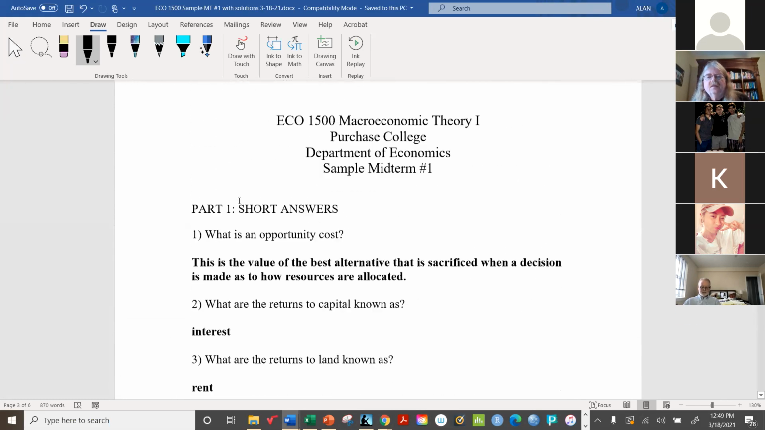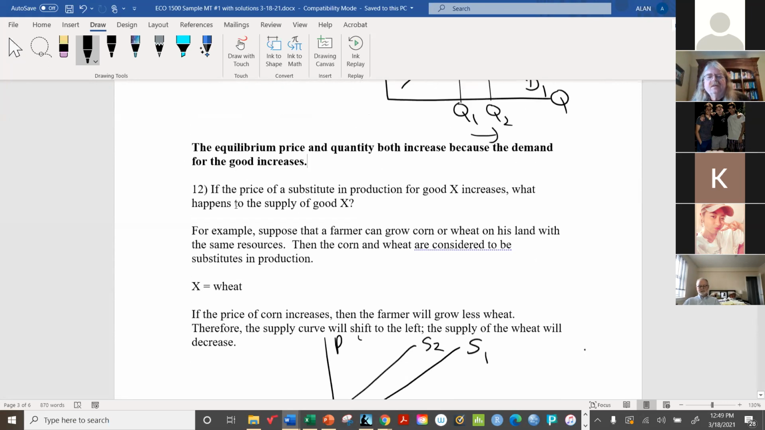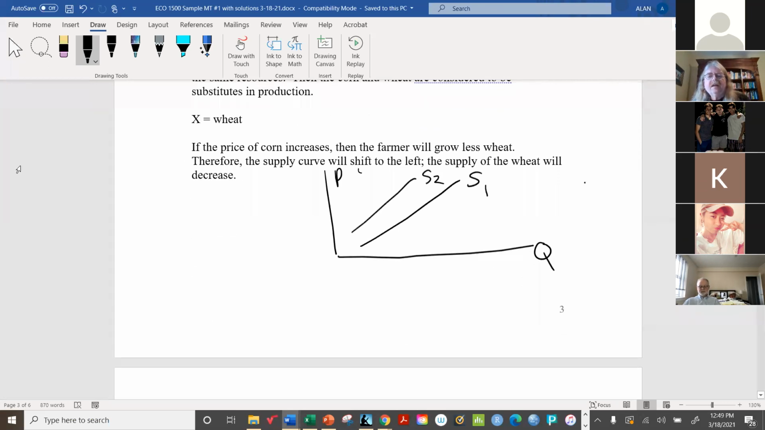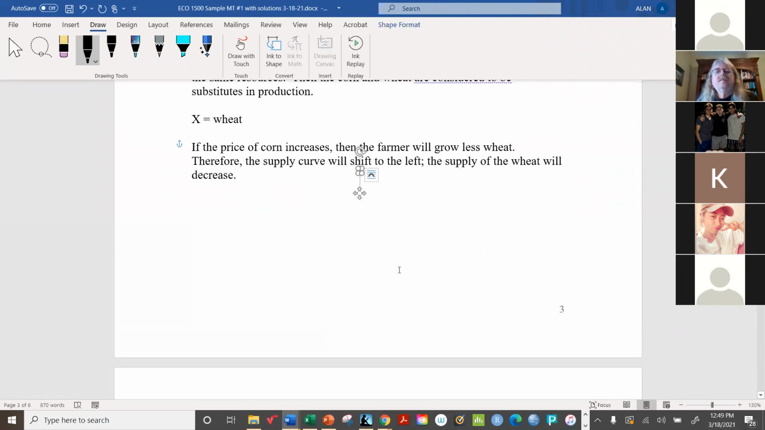Luckily, I don't know what that was. It just disappeared. Anyway, as I started to fix it, the supply curve here with the corn shifts to the left. Let me fix that one more time. Here we go. So let's try that one more time.